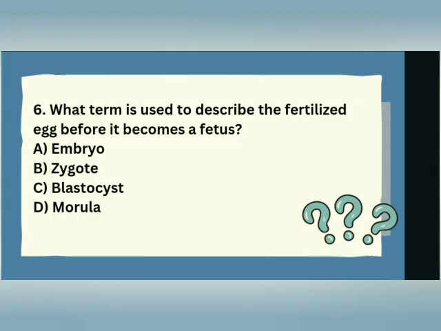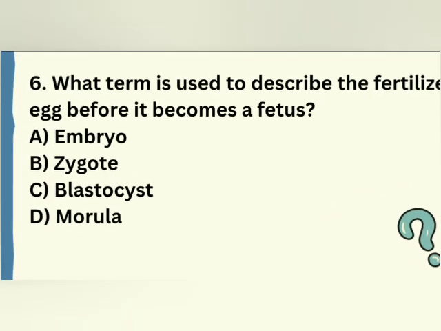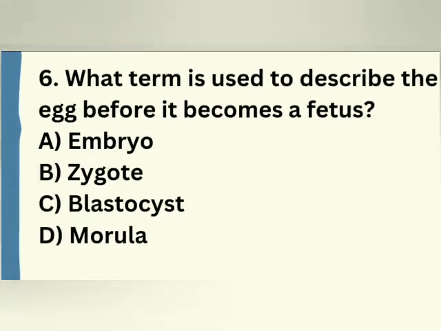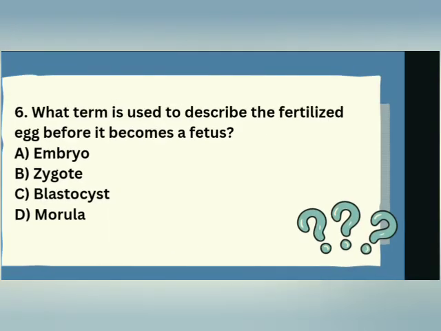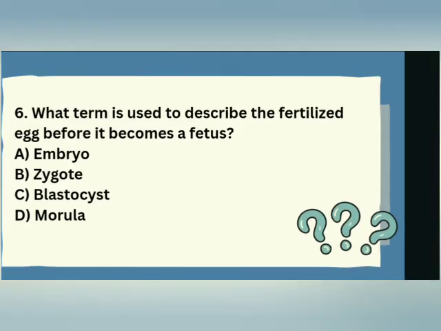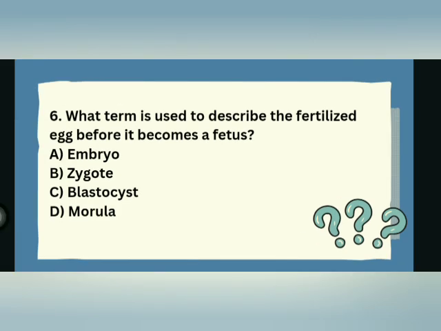Question number 6. What term is used to describe the fertilized egg before it becomes a fetus? A. Embryo. B. Zygote. C. Blastocyst. D. Morula. The answer is embryo. The term embryo is used from fertilization until week 8.